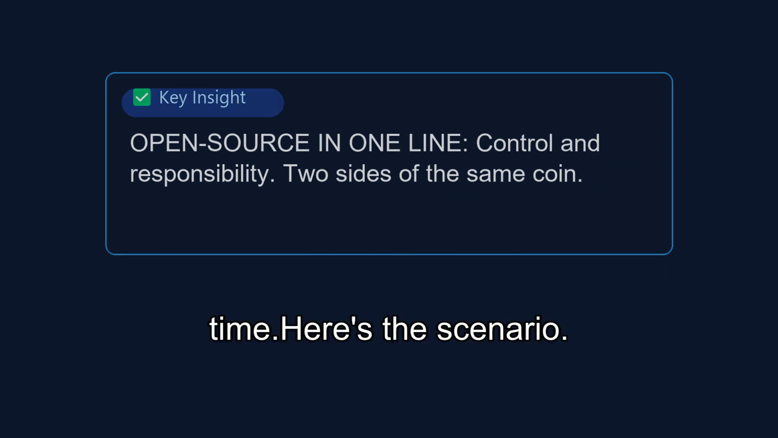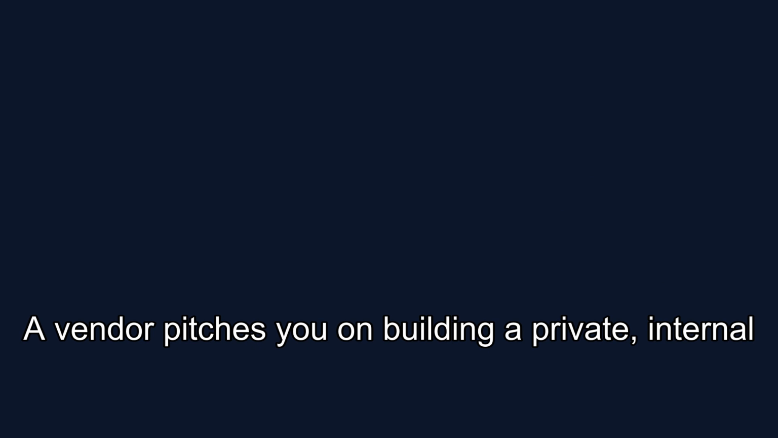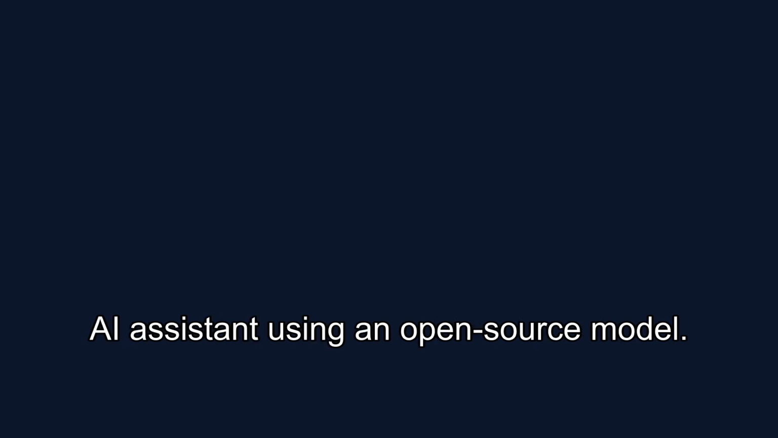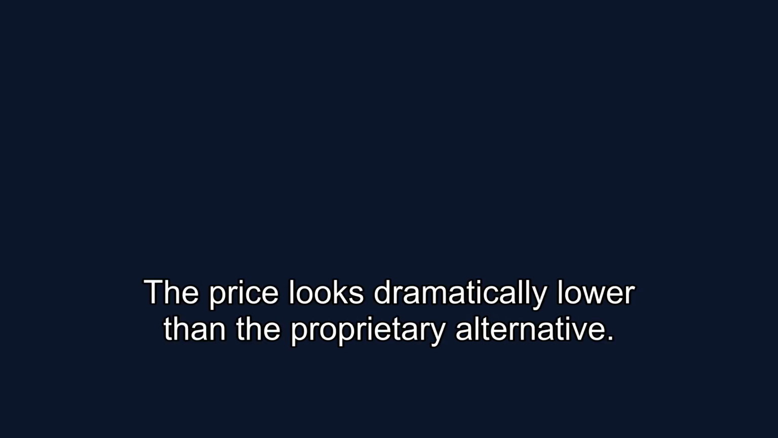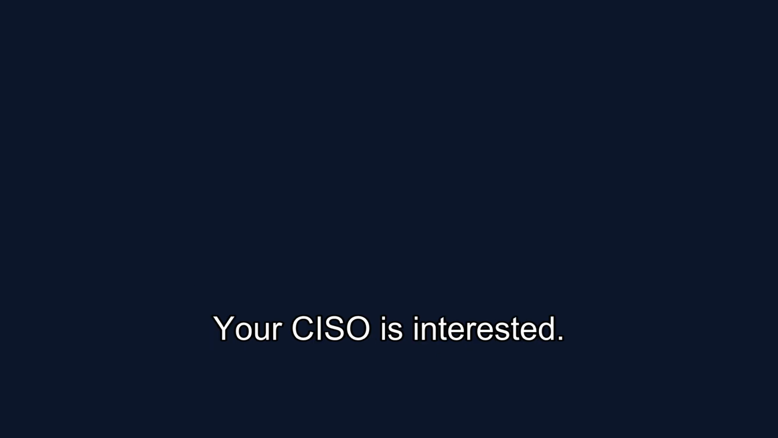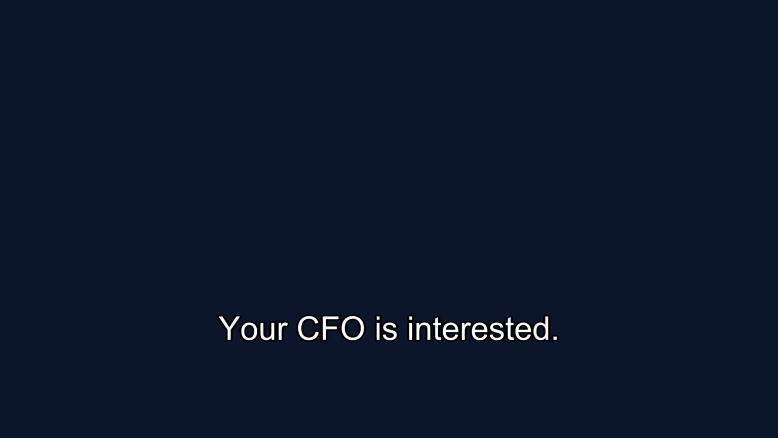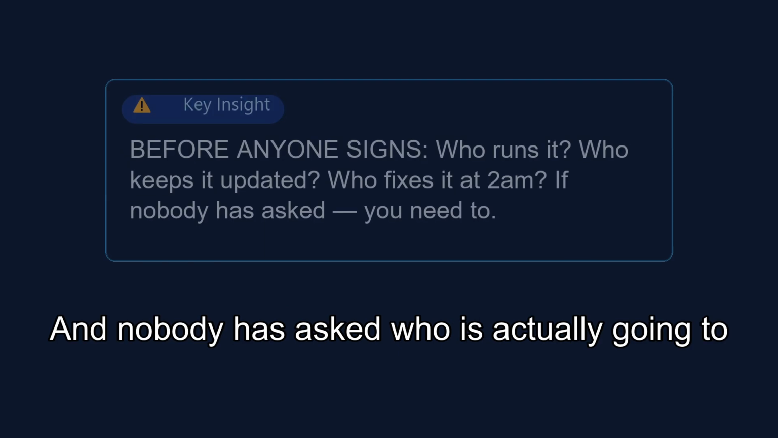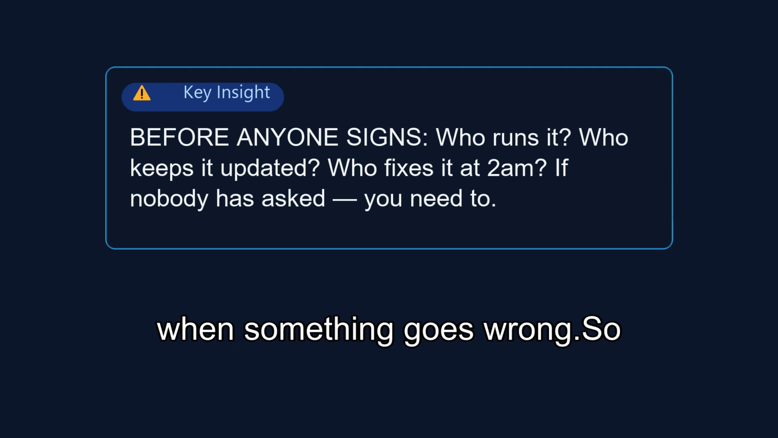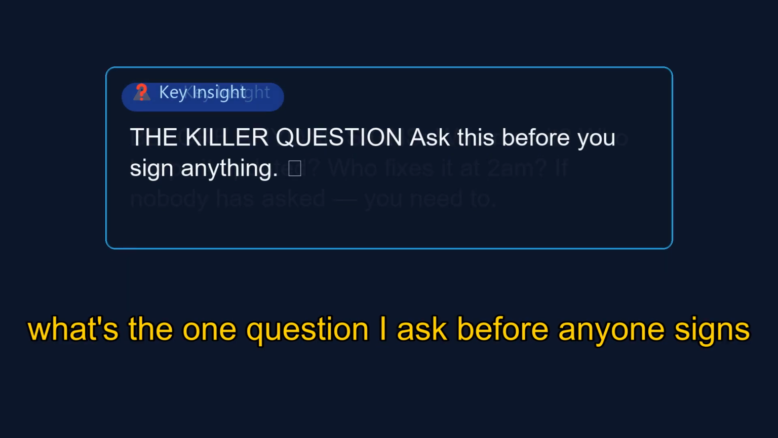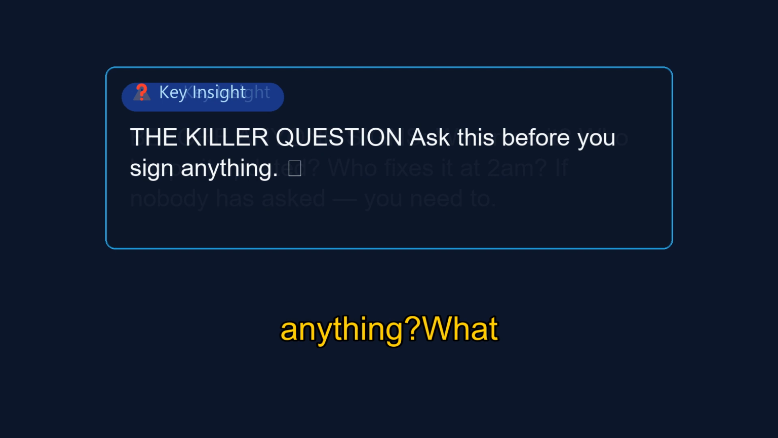Every time. Here's the scenario. A vendor pitches you on building a private internal AI assistant using an open source model. Full data privacy, they say. Everything runs inside your own environment. The price looks dramatically lower than the proprietary alternative. Your CISO is interested. Your CFO is interested. Everyone's nodding. And nobody has asked who is actually going to run this thing, keep it updated, and fix it when something goes wrong. So what's the one question I ask before anyone signs anything?